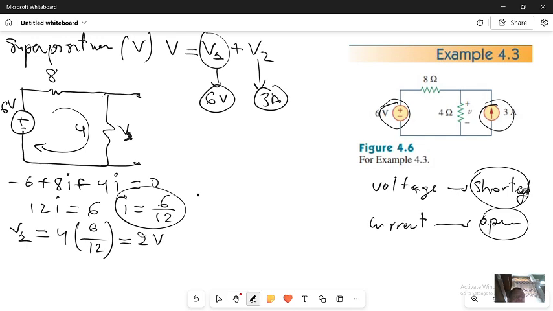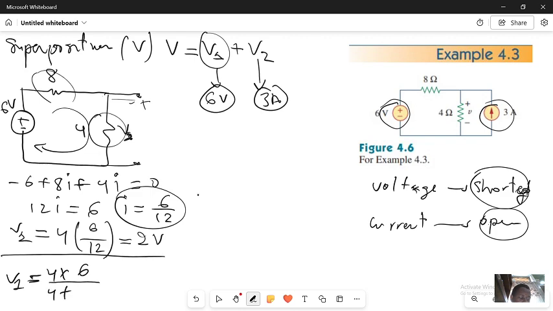Now here and this one are what? In series, because no current will flow here, because it is an open circuit. If it is in series, another method we saw in the previous video is voltage division. How to use voltage division for V1? I will have 4 multiplied by the voltage source 6, divided by 4 plus 8, which is equal to 2 volt. This means you can use nodal analysis here, or you can use voltage division here. It is your choice.